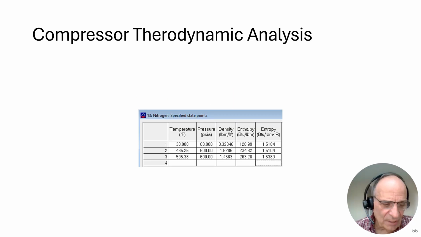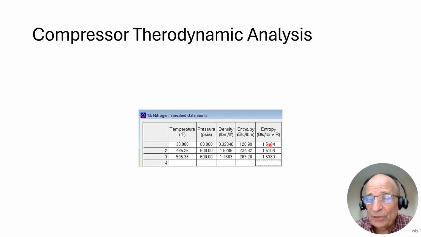Now let us do the compressor thermodynamic analysis. To do that, we need two intensive properties at the inlet of the compressor. What two intensive properties do we know? We know that the temperature is 30 degrees Fahrenheit and the pressure is 60 psi absolute. Once we put those two intensive properties in, the rest of the row populates. The entropy at the inlet of the compressor is 1.5104.